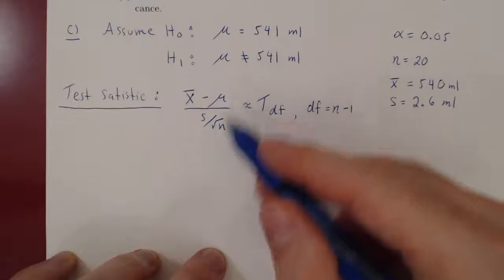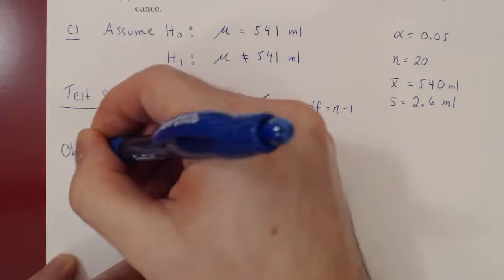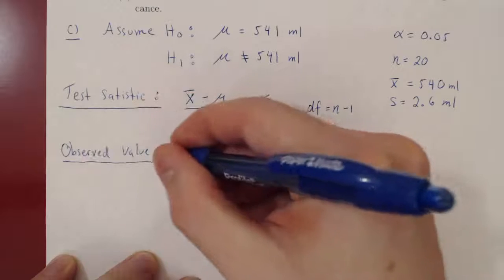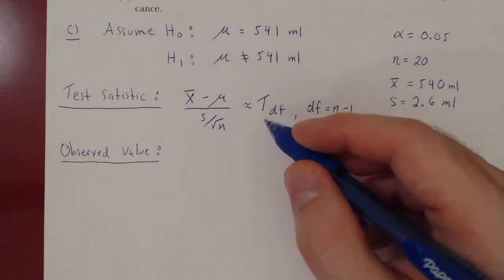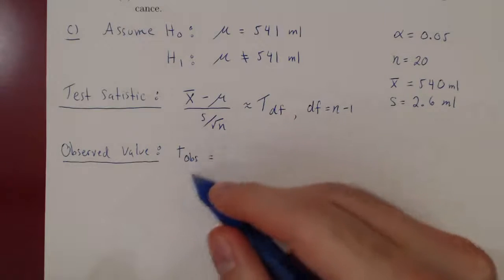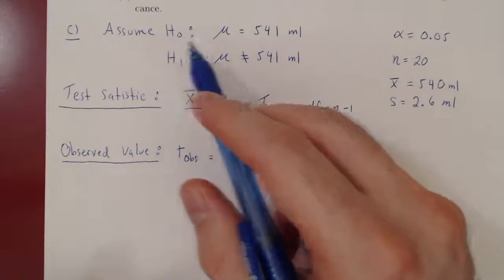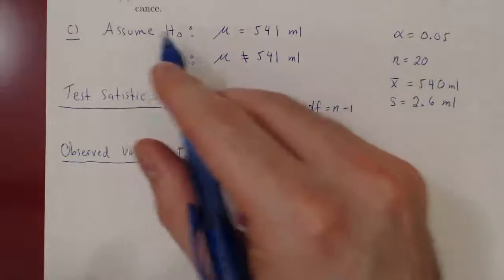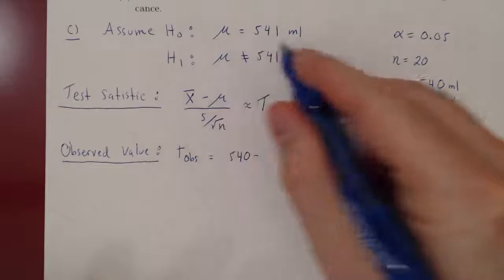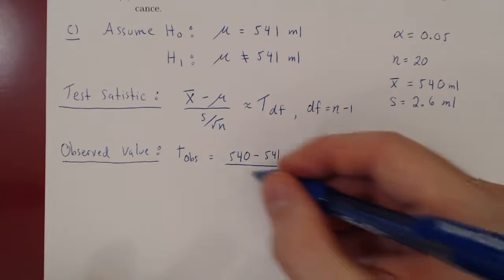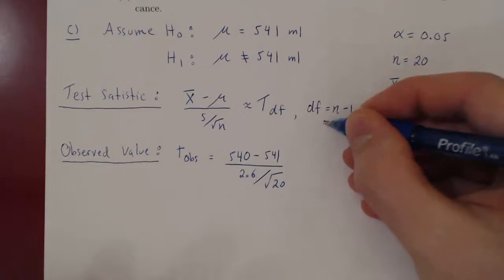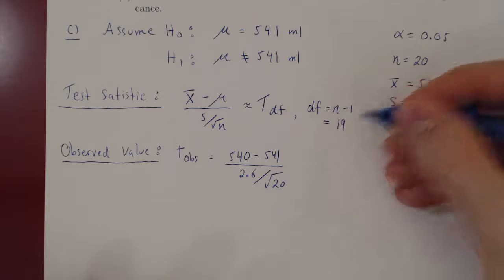Let's look at our observed value of this test statistic. Since we have a t distribution, we'll use the letter t, subscript OBS for observed. And again, this is the observed value of our statistic under the assumption of H0. We give H0 the benefit of the doubt. So you say, okay, if H0 is true, here's our observed test statistic. X bar is 540, minus mu under H0 is 541, divided by s, which we found to be 2.6, over the root of n, root of 20. Oh, and here I forgot to mention, obviously since n is 20, n minus 1 is 19. So we have 19 degrees of freedom.